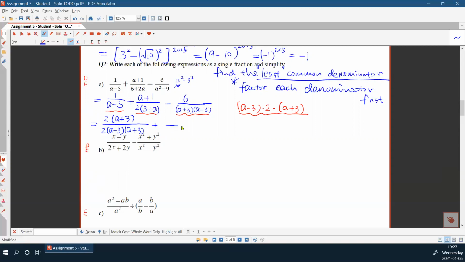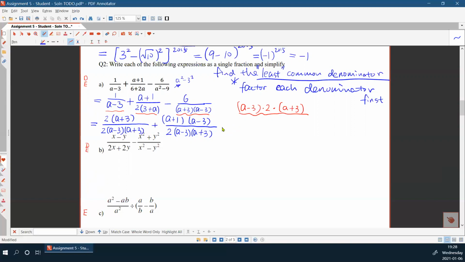For the second term, the common denominator is used, which is 2 times a minus 3 times a plus 3. The numerator becomes a plus 1 times 2 times, no, we don't have 2 here. It becomes a plus 1 times a minus 3, right? Because you can cancel a minus 3 here. What's left is equal to the original ones. Understand?